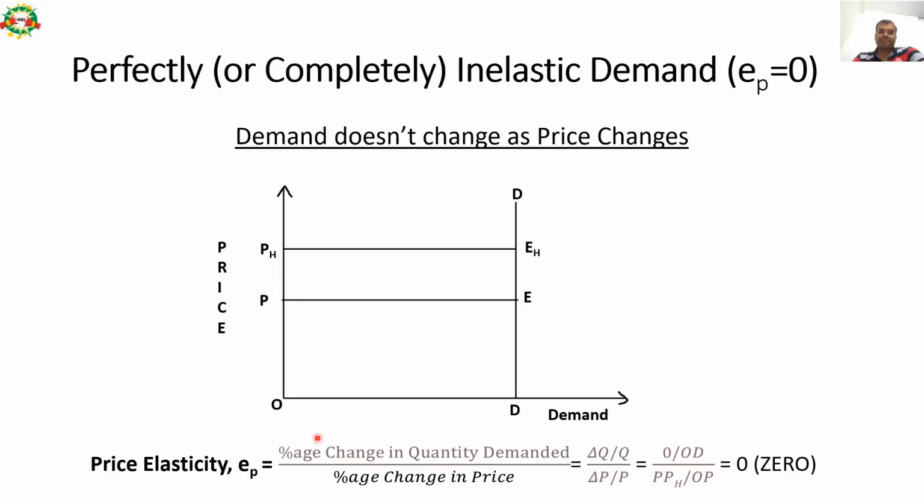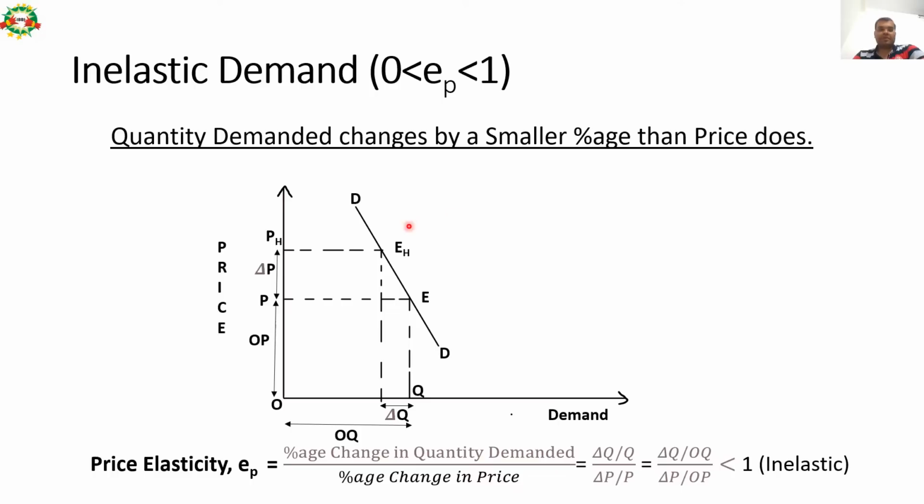So 0 divided by OD, the total quantity demanded, and the price change, PPH divided by OP. Since the numerator is 0, the change in quantity demanded is 0, so that means price elasticity in this case is 0. Now inelastic demand: here quantity demanded changes by a smaller percentage than price does. So this is the change in quantity demanded, this is Q. However, the change in price is more.